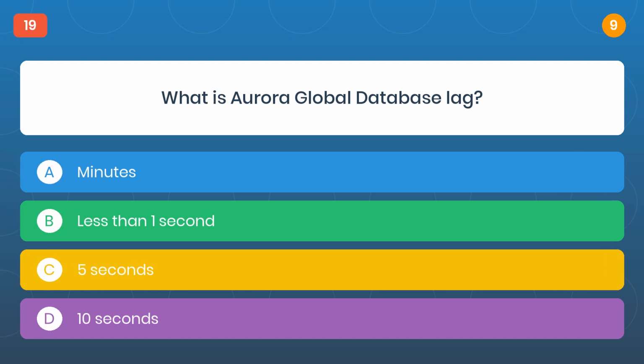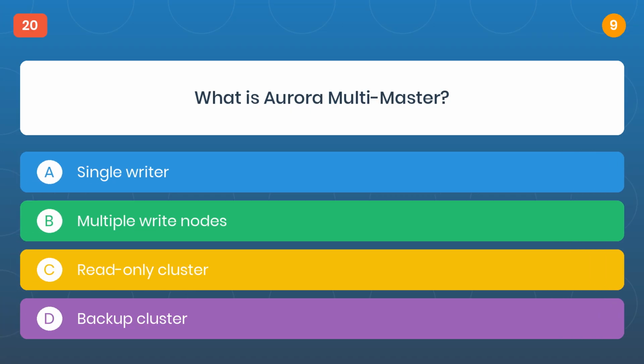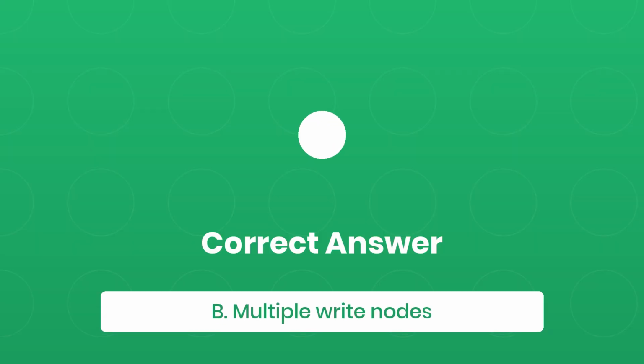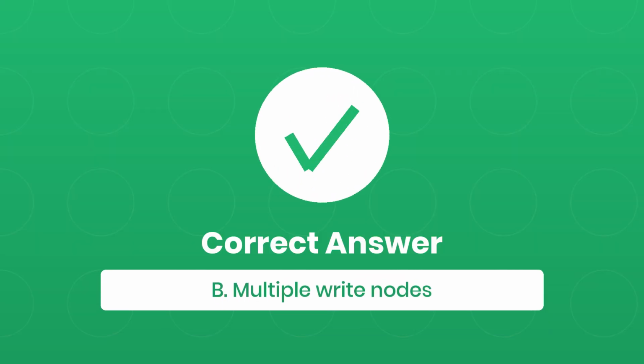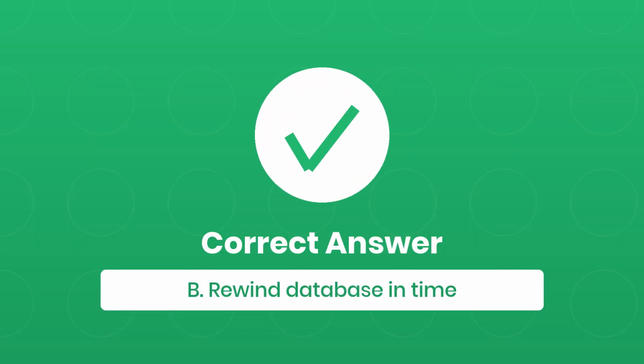Question 19. What is Aurora Global Database lag? The correct answer is B, less than 1 second. Question 20. What is Aurora Multimaster? The correct answer is B, multiple write nodes. Question 21. What is Aurora Backtrack? The correct answer is B, rewind database in time.